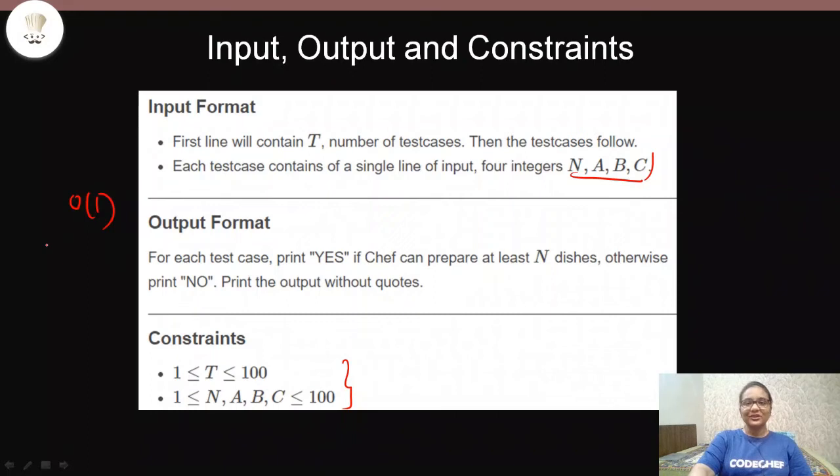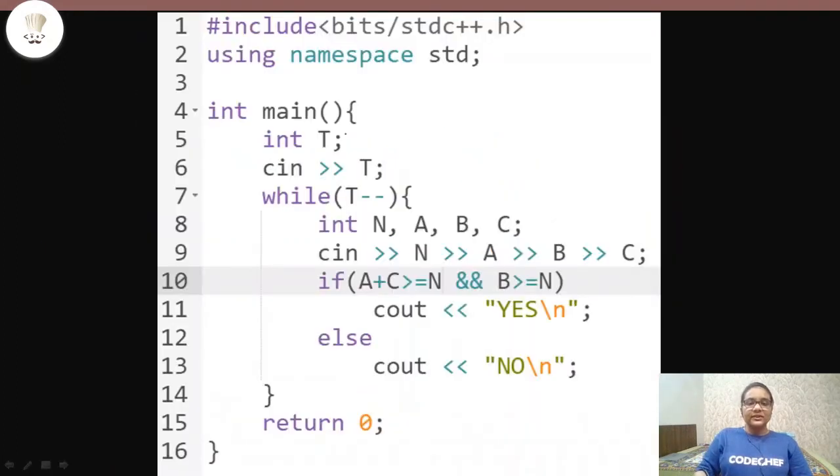So let us jump right into the code, because this is a simple problem and doesn't require much explanation. In the code, the first few lines are inputs. I hope you will be able to understand how we have taken the input. After that, we are checking the two conditions, right? Now B represents how many vegetables we have. So B has to be greater than or equal to N, because there have to be at least N vegetables for N dishes to be prepared.